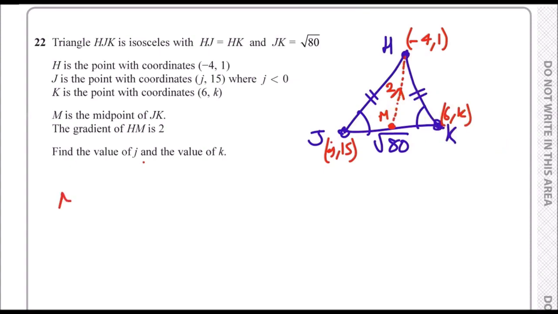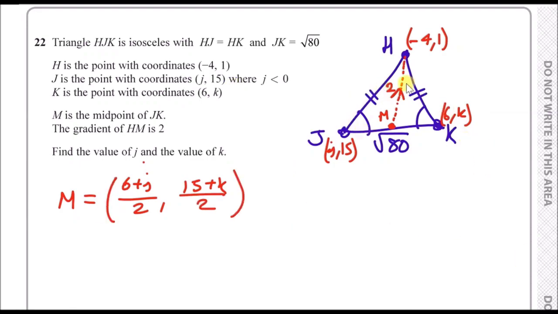So first things first, to find the midpoint M, we know for sure that to calculate any midpoint, you first add up the x coordinates, so 6 plus j, and then half it. And to get the y coordinate, we have to add up the y's, so 15 plus k, and then we would half it, okay?